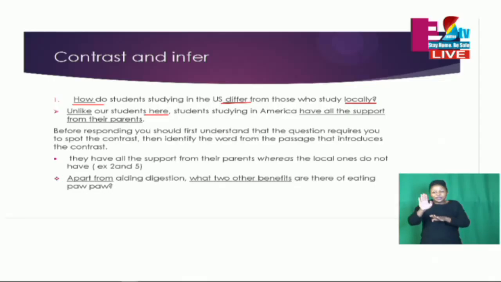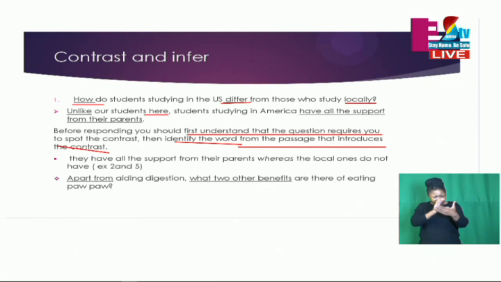Students studying in America have all the support they need from their parents. So now what I want you to note here, my dear learner, is that before responding to the question, you should first understand that the question requires you to spot the contrast. Okay? Then identify the word from the passage that introduces the contrast. Okay, so when you take a look at the scenario, of course, we have that contrast word, which is unlike. Then that takes us to our response, which is they have all the support from their parents. Whereas, remember, we had said you use these conjunctions, these words, to mark the difference between one entity and the next one. So you cannot respond to that one without using these words so that you show us the difference and everything.